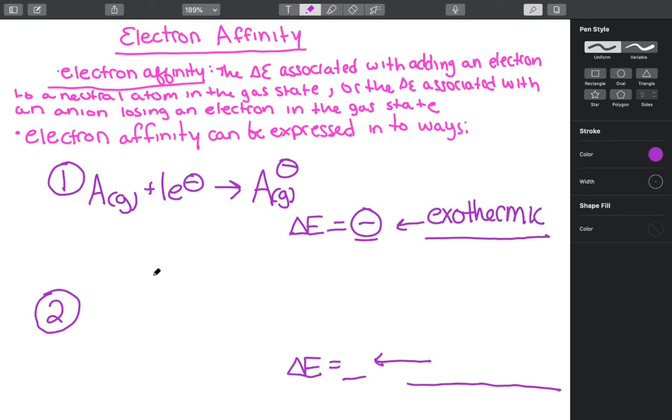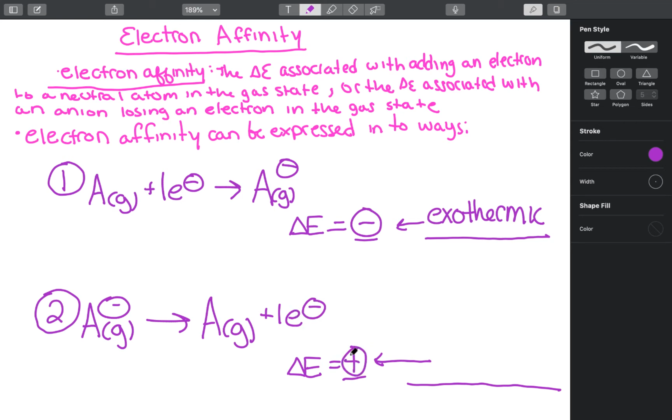Now the second way is when we cause an anion to lose an electron in the gas state. And we can express this as the reverse of the first one. So we start with our anion, and we show it decomposing into the neutral atom and its electron. Now this process has a positive change in energy, and it is endothermic.